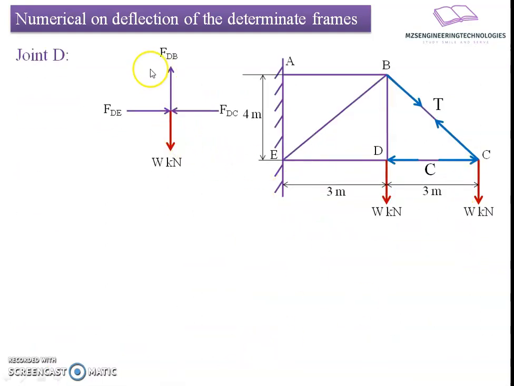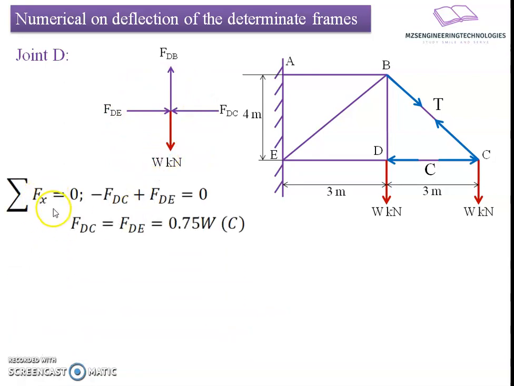If we prepare a free body diagram for joint D, we will have four forces at the joint D: FDB, FDC, W kilonewton going downward as applied load, and FDE. If I apply a static equilibrium equation for this free body diagram, we will get summation of Fx equals 0: minus FDC plus FDE equals 0. Hence we can say FDC equals FDE, which equals 0.75 W compressive in nature.